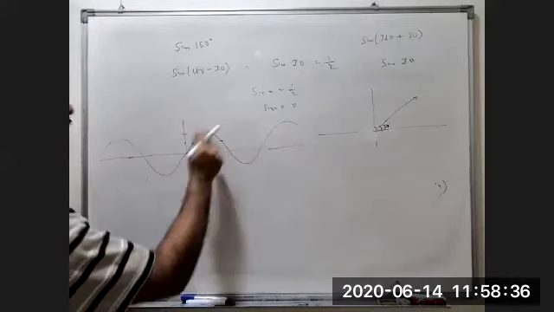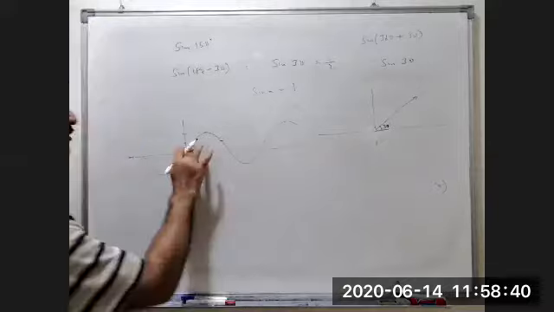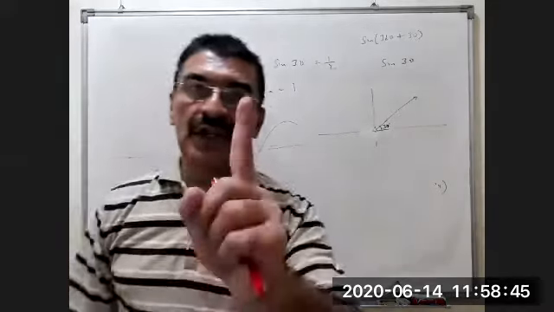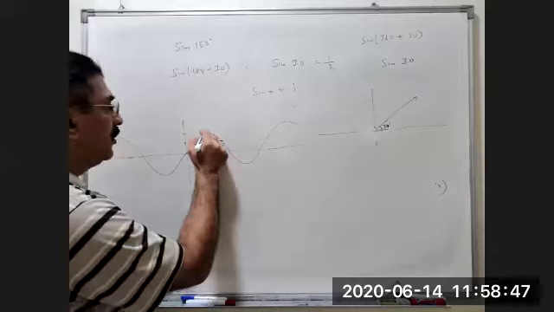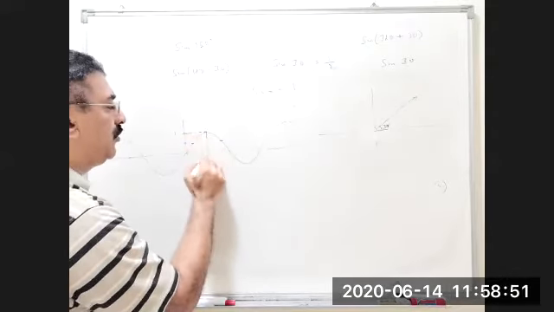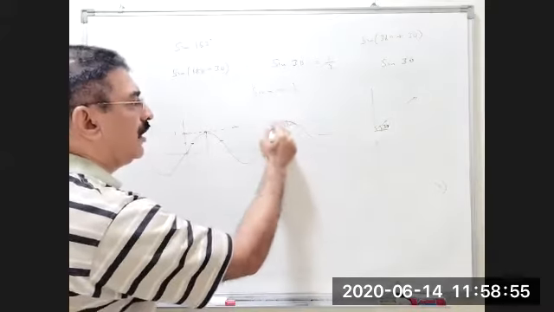Even here, or even sin x is equal to 1. This is better, more easy. Sin x is 1. If sin x is 1, which x values will give the value 1? See here, this is 1. At this point, we get 1. This is 5 pi by 2. Again, at this point, we are getting 1.